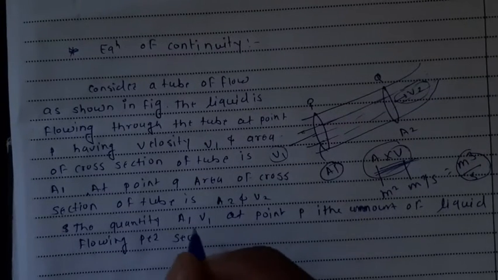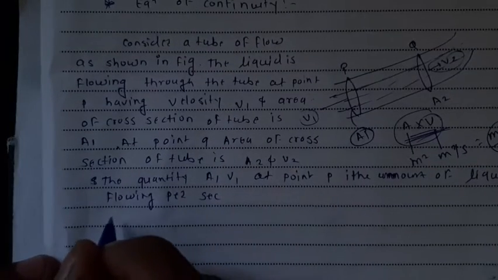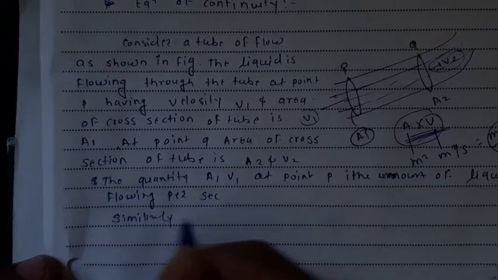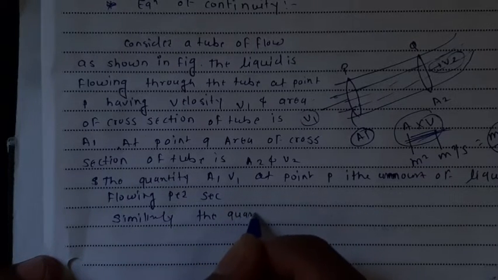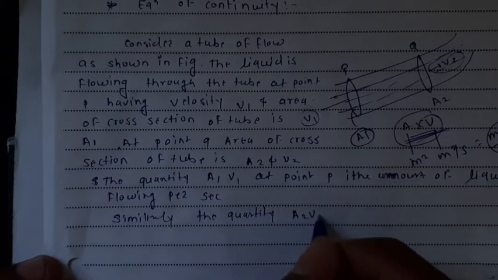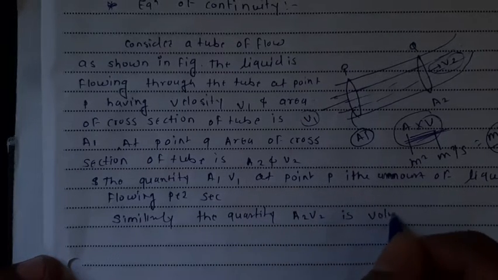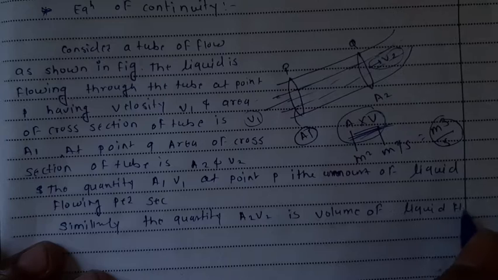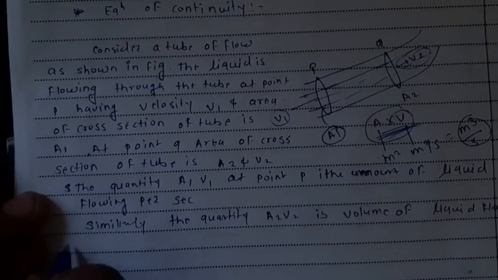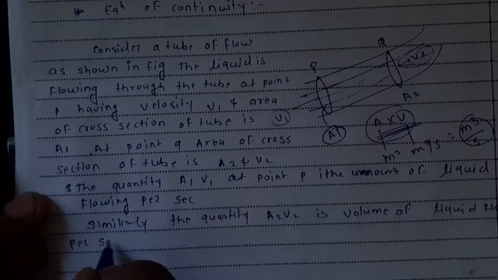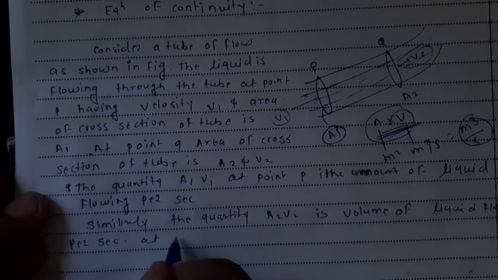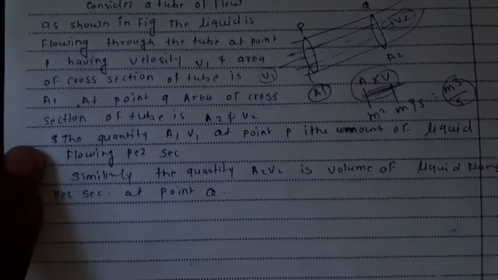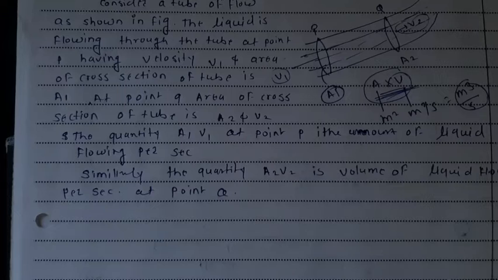This is for point P. Similarly, the quantity A2 V2 is the volume of liquid flowing per second at point Q. So A1 V1 is the amount of liquid flowing through the point P, and A2 V2 is the amount of liquid flowing through the point Q.